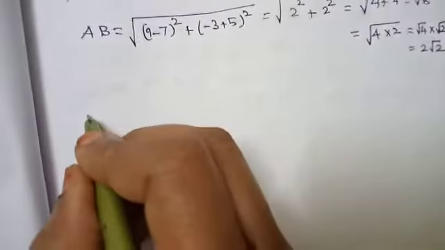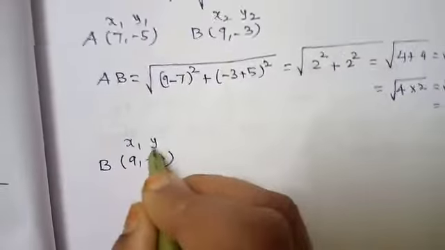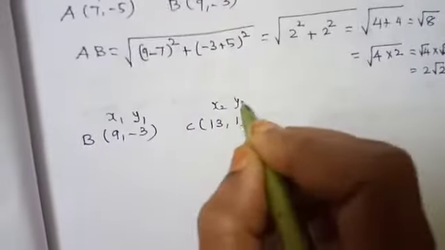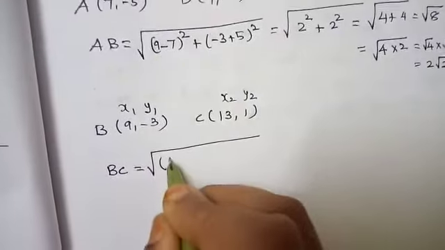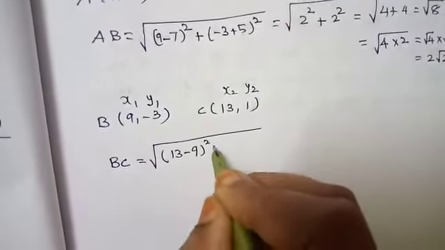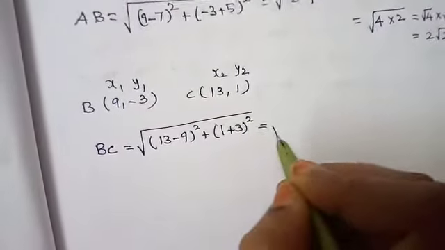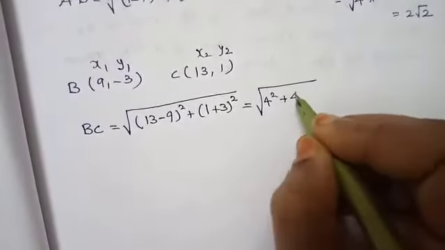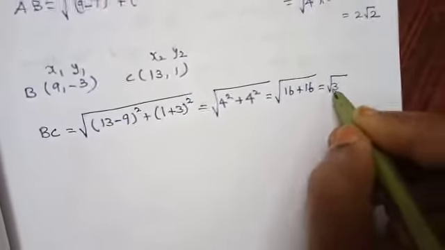Next we take the points BC. So B(9, -3) as x1, y1 and C(13, 1) as x2, y2. Now the distance of BC is equal to square root of (13 - 9) the whole square plus (1 - (-3)) the whole square, is equal to square root of (13 - 9) 4 square plus (1 + 3) 4 square, that is equal to square root of 16 plus 16, that is equal to square root of 32.